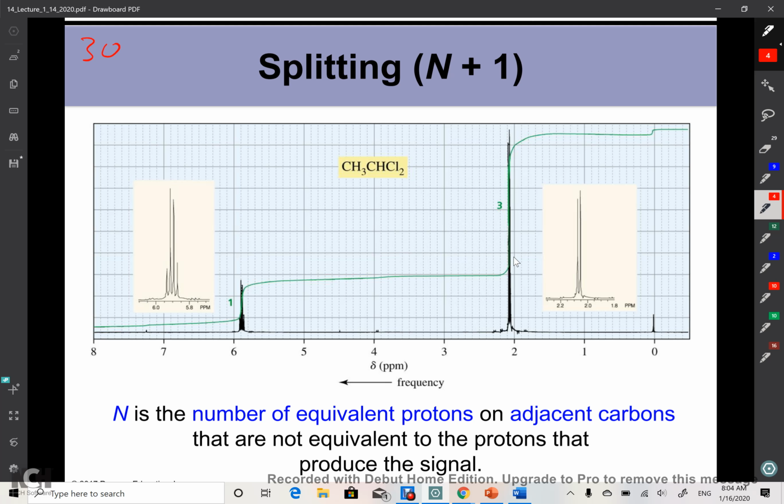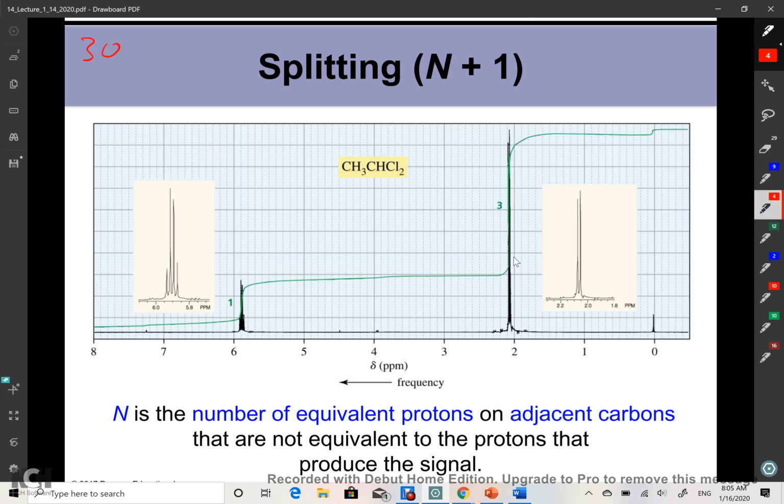Then we also talked about the positioning of the signal, meaning the chemical environment of the signal, which is represented by the chemical shift or the frequency. And that gives us information about the environment of the proton. So from the position of the signal, we can know if a proton is shielded or deshielded. And that gives us useful information about the molecule we are trying to identify.